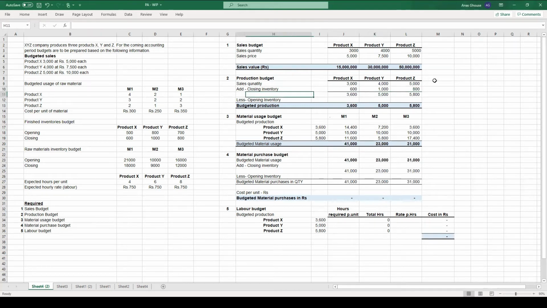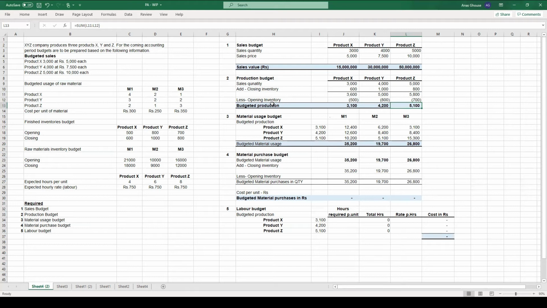So these are the total requirement. But you have certain inventories already in stock, which are 500, 800, and 700. This has to be deducted because you don't need to produce it. It's already in stock: 500, 800, and 700.